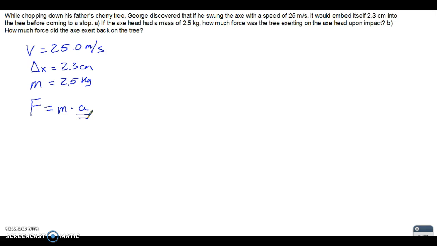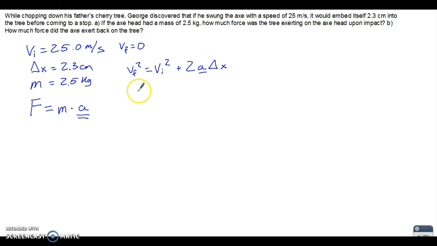And so we've got a v initial, and we have a v final of 0, because it says it comes to a stop. So we are looking at our formula here: vf squared equals vi squared plus 2a delta x. To find acceleration, we'll solve for acceleration.